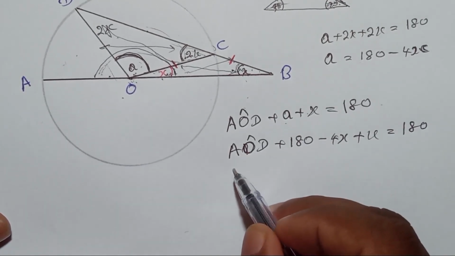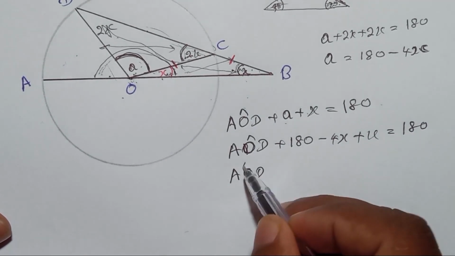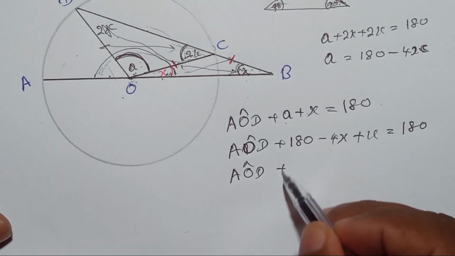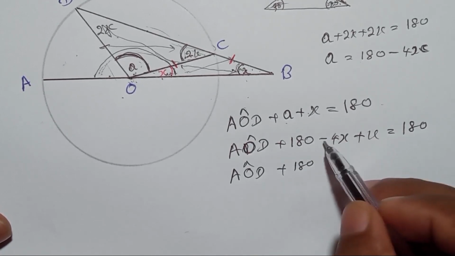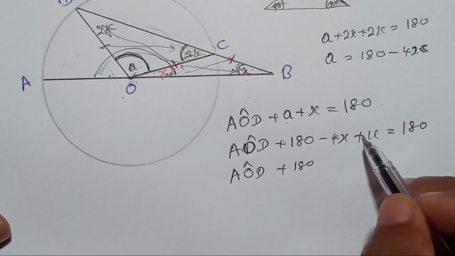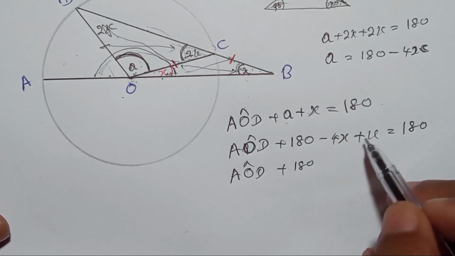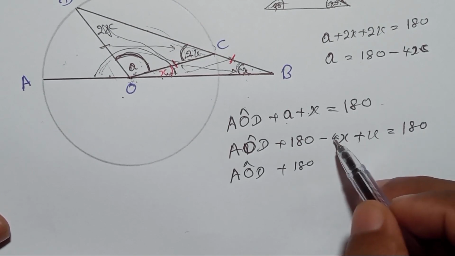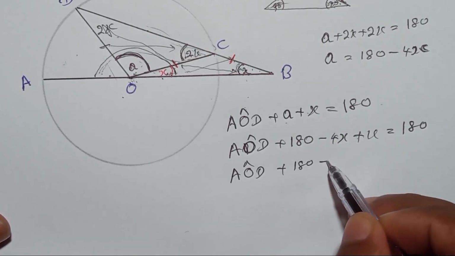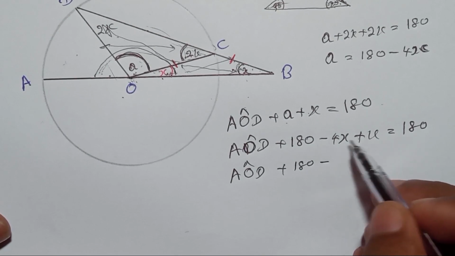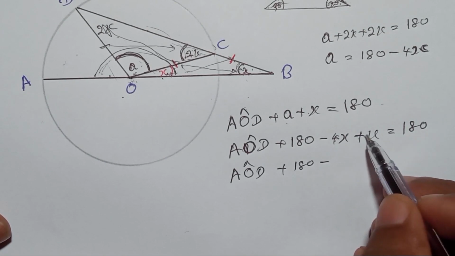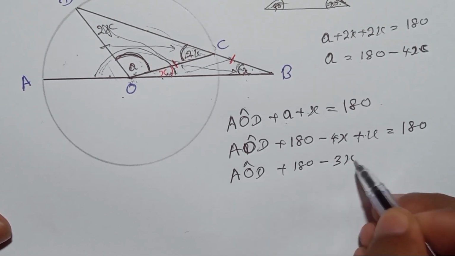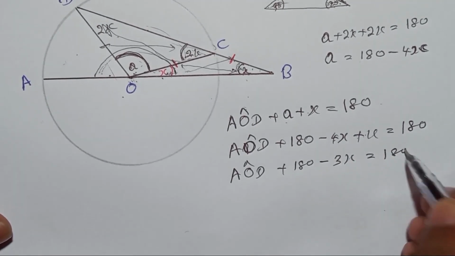Okay, now let's try to simplify. AOD plus 180 minus 4x plus x. These are like terms, no? You can simplify: minus 4 plus 1, you can think like that. Here plus x means plus 1. With different signs, you put the sign of the bigger one and subtract. Bigger means without considering the sign, which is bigger, take that sign, and subtract. 4 minus 1 means 3. So here it will be 3x, and here 180.